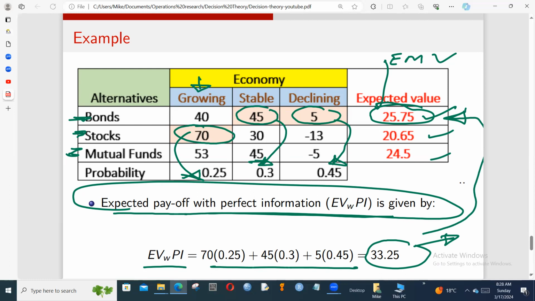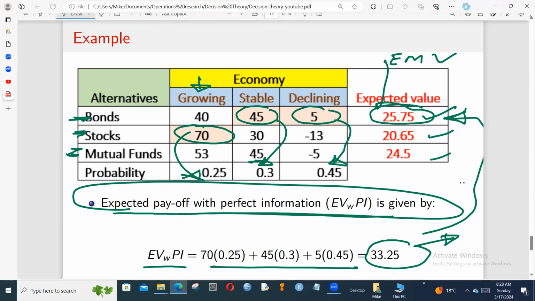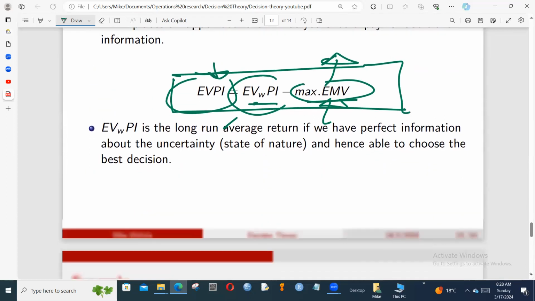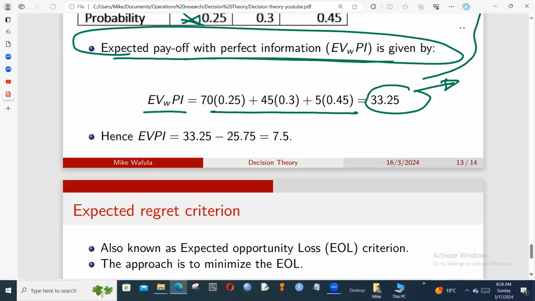The difference between those values is what we call the expected value of perfect information. So the expected value of perfect information is 33.25 minus 25.75, which is $7.5. If you were to seek consultants so that you have perfect information before you make the investment, you should not spend more than $7.5 on consultants or training to have the perfect information. So 7.5 becomes like the limit.